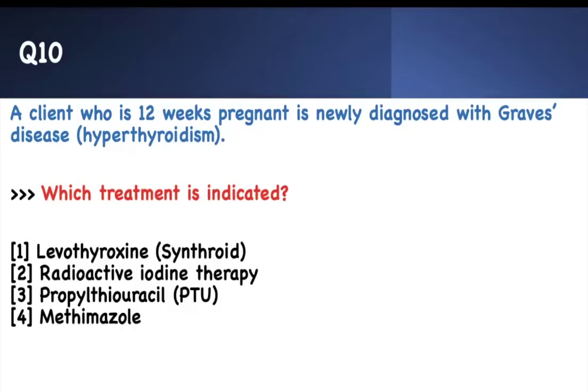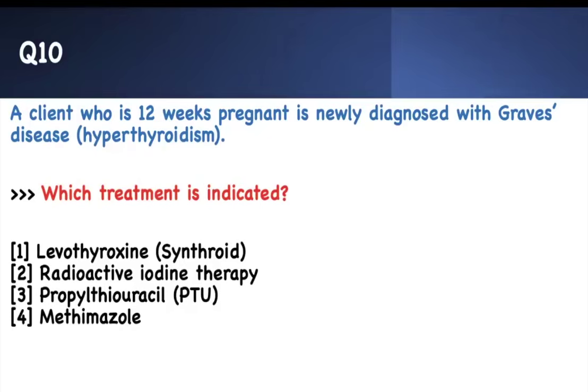The patient is pregnant. They cannot take any radioactive iodine therapy because they're pregnant. Therefore, you're left with 3 and 4. This is the content, endocrine content.